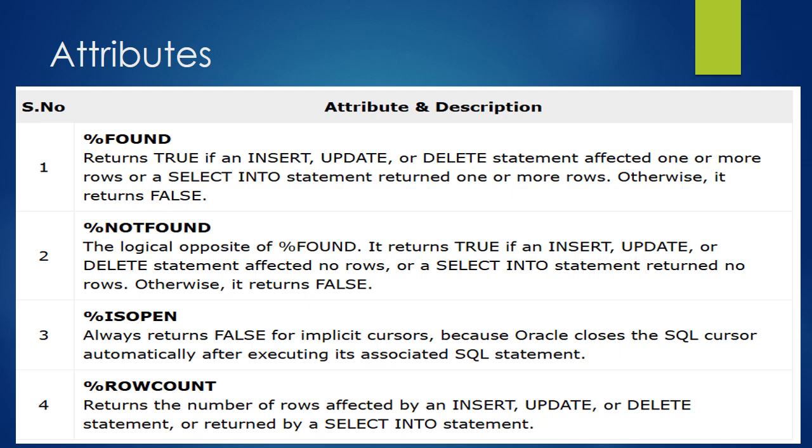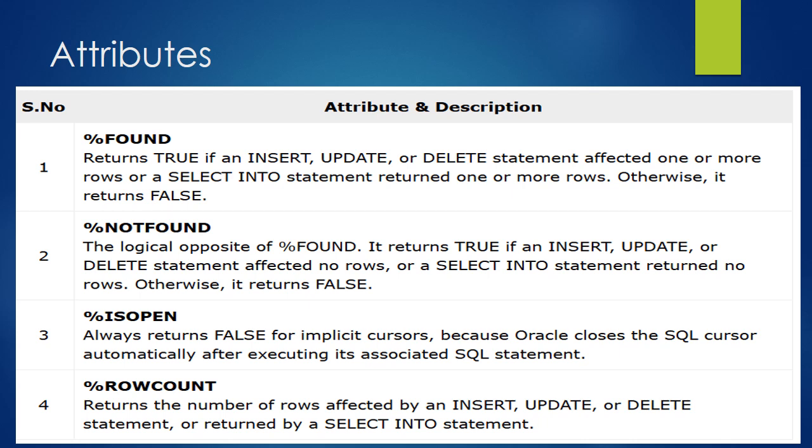The first one is %FOUND. It returns TRUE if an insert, update or delete statement affected one or more rows, or a select into statement returned one or more rows. Otherwise it returns FALSE. Then %NOTFOUND, the logical opposite of %FOUND. It returns TRUE if an insert, update or delete statement affected no rows, or a select statement returned no rows. Otherwise it returns FALSE.